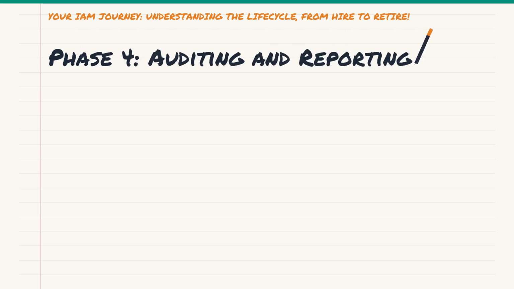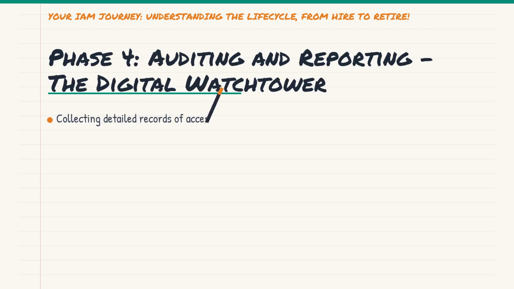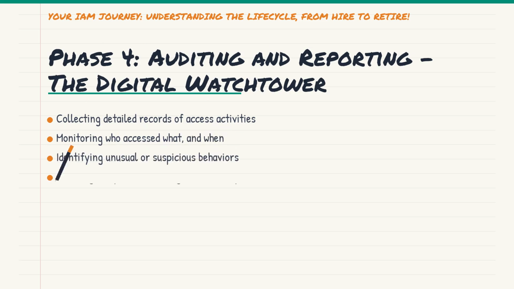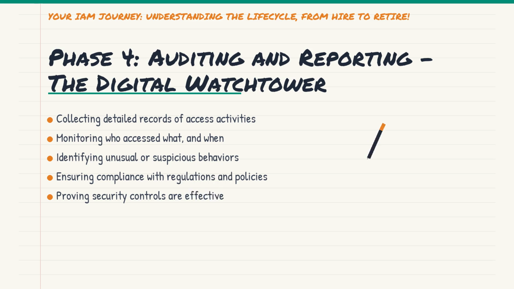Now that we know how access is granted and enforced, how do we keep track of everything that's actually happening? That's the job of auditing and reporting. This phase is all about collecting information on who accessed what, when, and what they did with it. Think of it like the security cameras and logbooks in our office building analogy. It's not just about catching bad guys, but also about understanding normal behavior, identifying potential problems, and proving that our security controls are actually working as intended for compliance purposes.